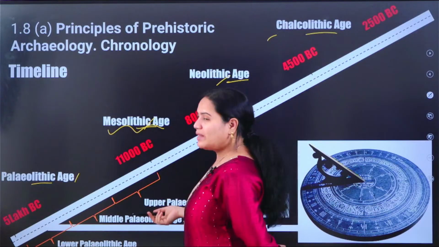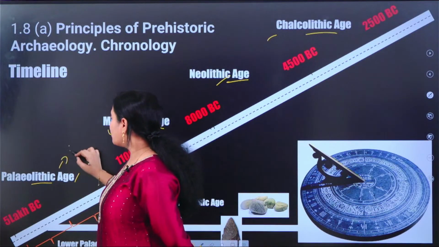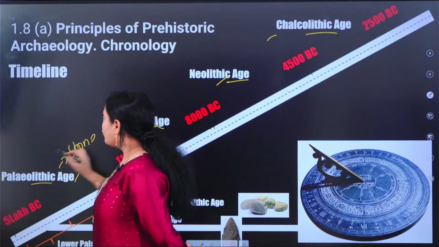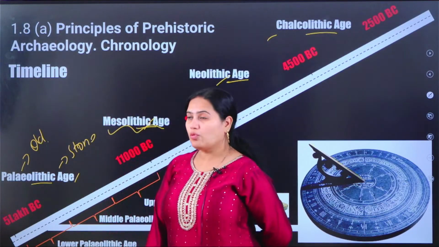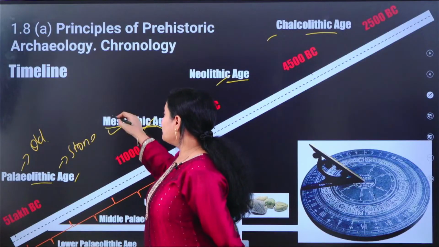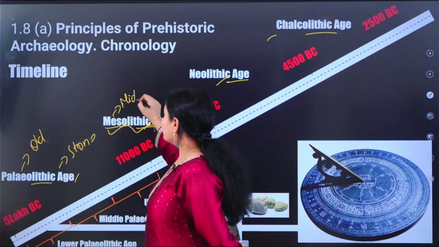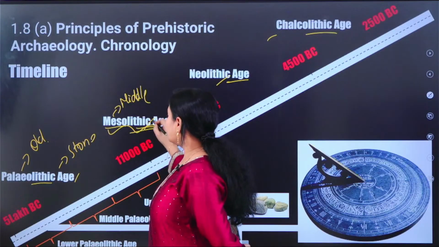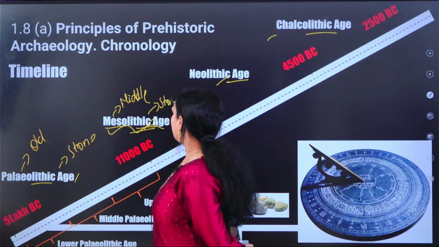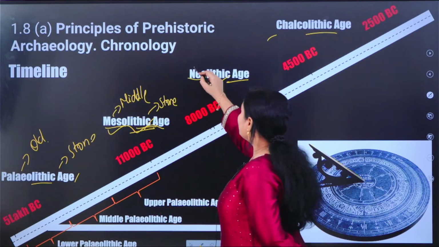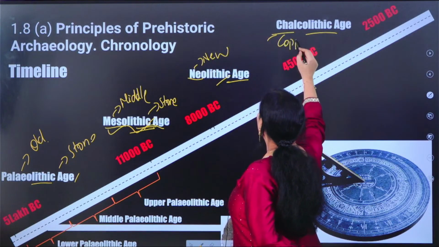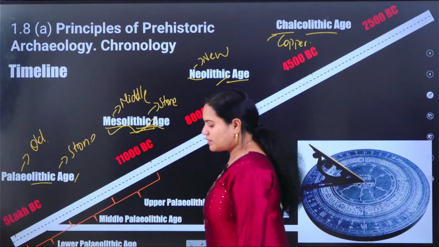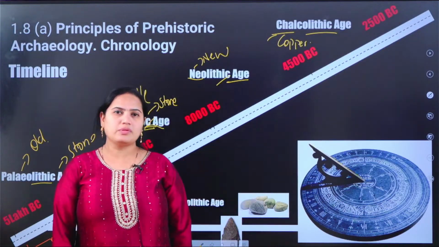So what do you mean by lithic? Lithic is nothing but stone. Lithic means stone. Then what do you mean by paleo? Paleo means old. And what does meso mean? It means middle. And you already know lithic means stone, right? Neo means new, and chalco means copper, because copper is the first metal which was discovered by human beings.